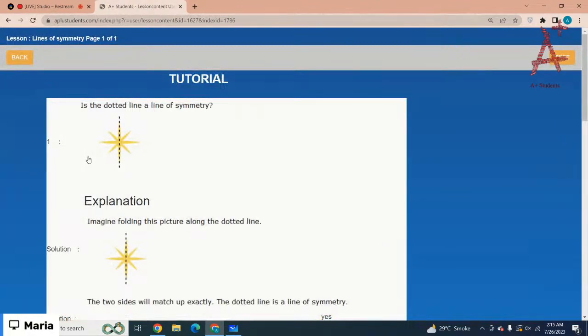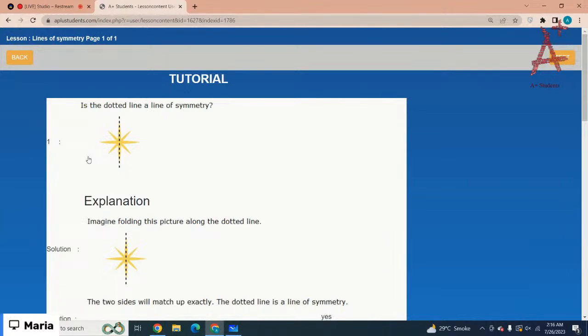So what is a line of symmetry actually? The line of symmetry is the one where, if you fold the given picture, the two sides will exactly match. If the two sides exactly match up, that means the figure has the line of symmetry. The dotted line you created is the line of symmetry.